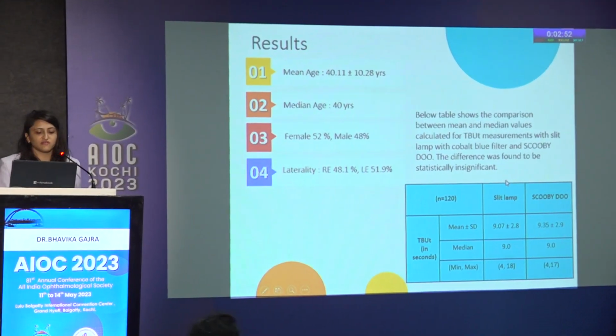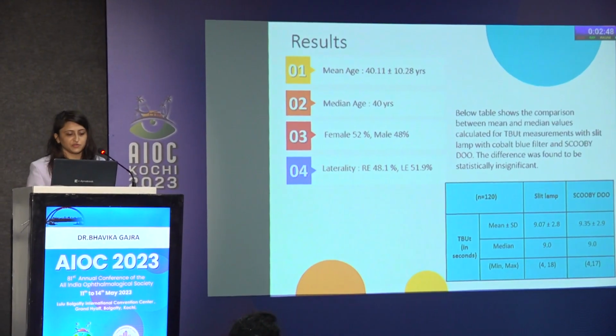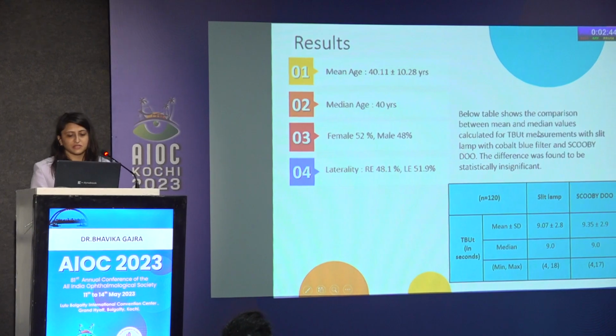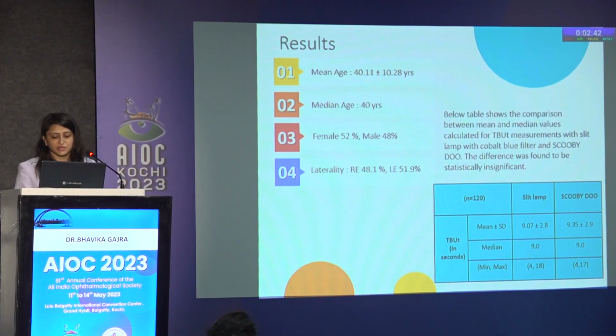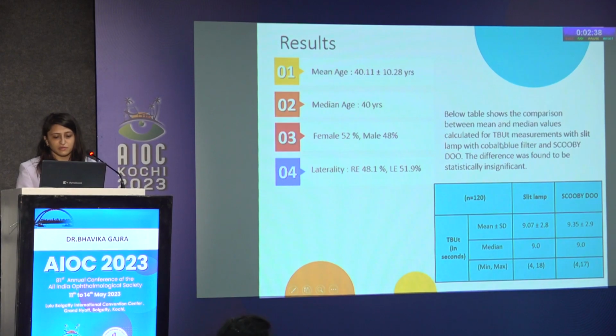Results. The mean age of our participants was about 40 years. The median age was 40 years. There was equal distribution in terms of sex and laterality of the participants. The below table shows the comparison between mean and median values for TBUt measurement with slit lamp and SCOOBY. The values were almost similar and the difference was statistically insignificant.